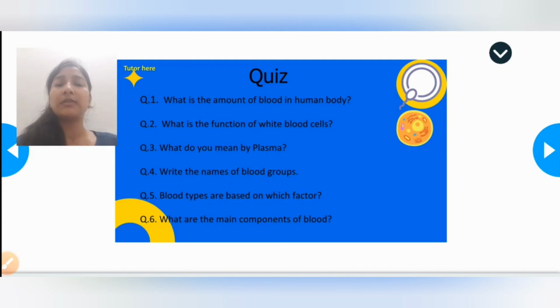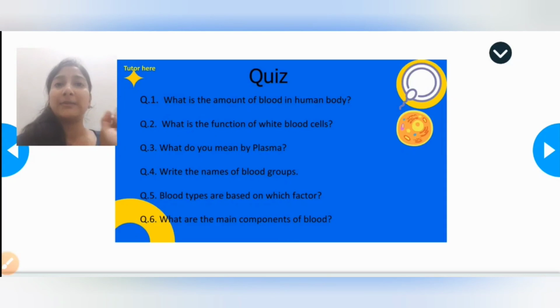Write the names of blood groups. According to the ABO blood group system, there are 4 groups: A, B, O and AB. But according to some other factors, we have 8 blood groups: A positive, A negative, B positive, B negative, O positive, O negative and AB positive, AB negative.